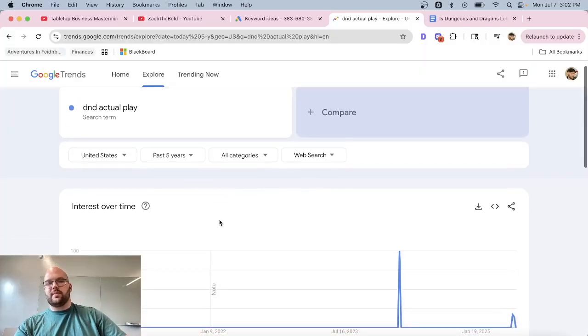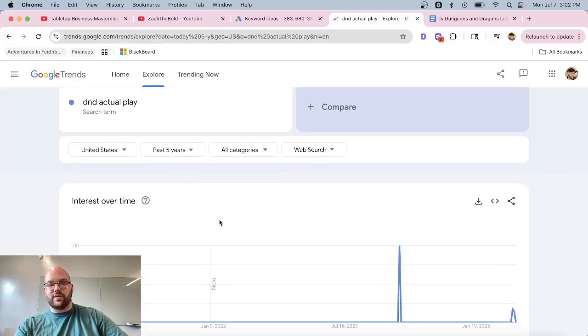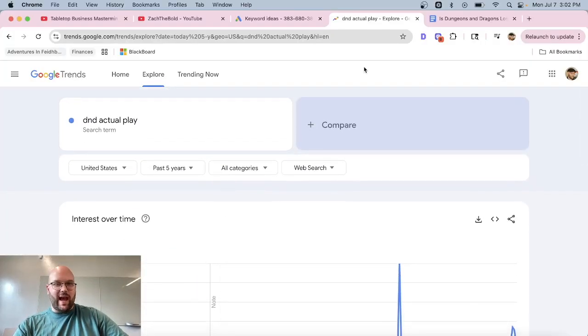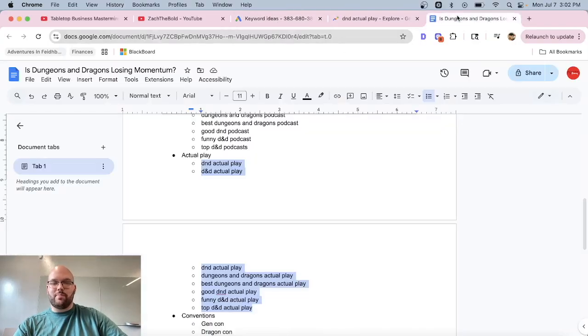And what we're learning here is that basically this keyword isn't important enough to Google or to searchers to be having a lot of data, so this one's just a flop, and that's okay.